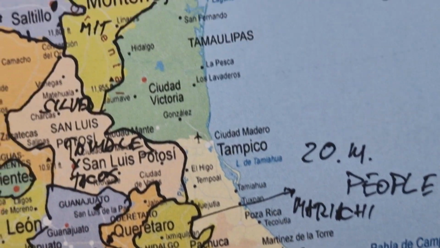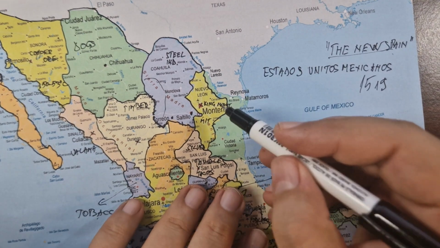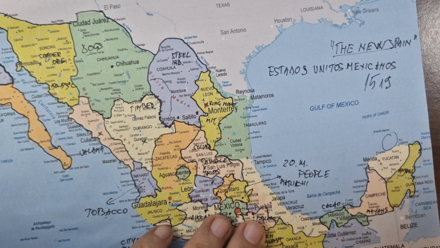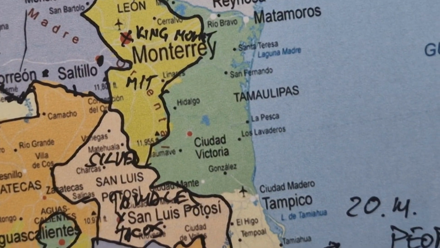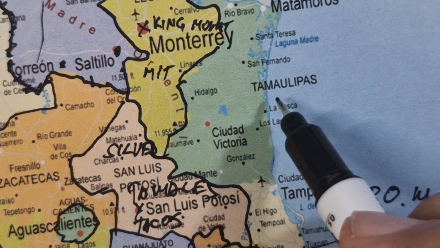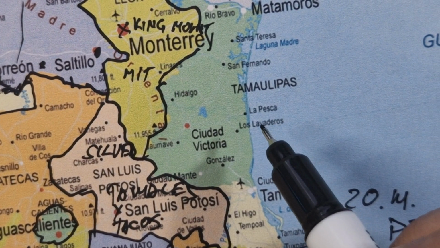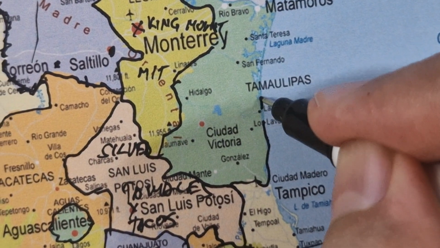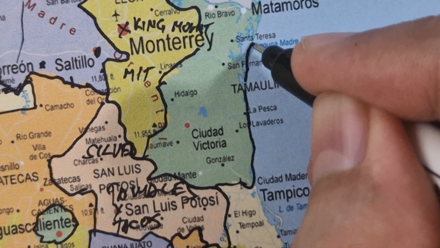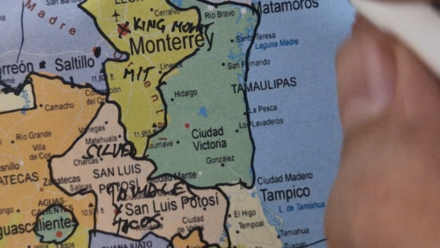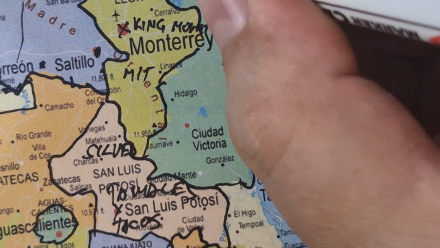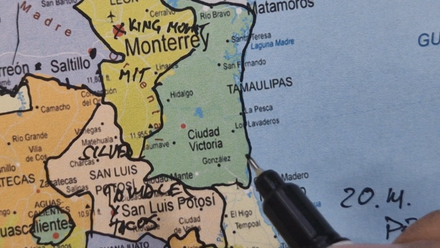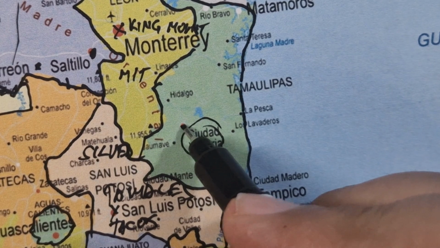Alright. Move. We are here now. Another green state depicted on the map, and it's Tamaulipas. The capital is Ciudad Victoria. Here, this is the capital.